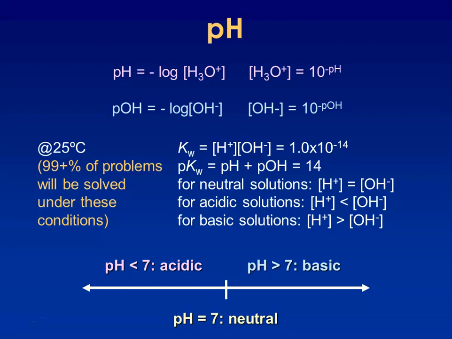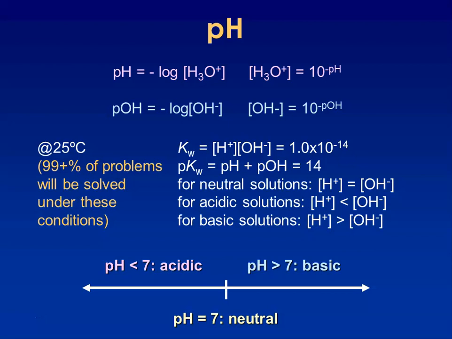It's 1 times 10 to the negative 14th. And if we follow our log rules and we take the log of both parts of that expression, we get that the pKw is equal to pH and pOH, which is what gives us our scale. pH plus pOH equals 14. If you were at a slightly different temperature, the value of pH and pOH would be slightly different as well.